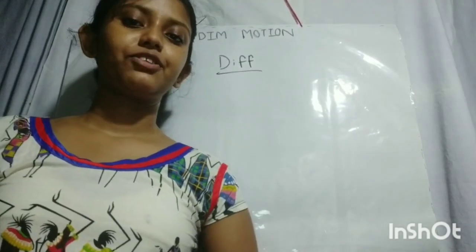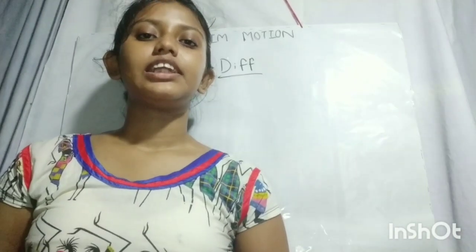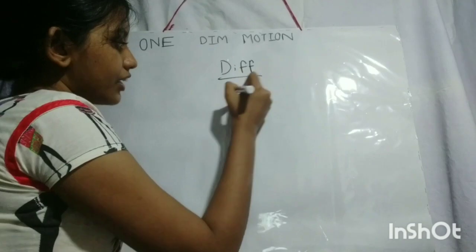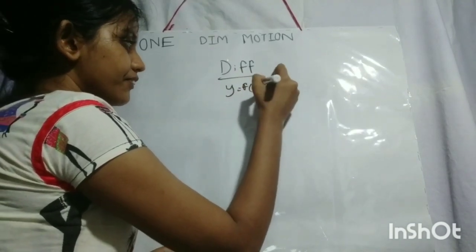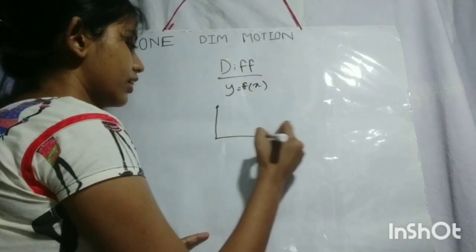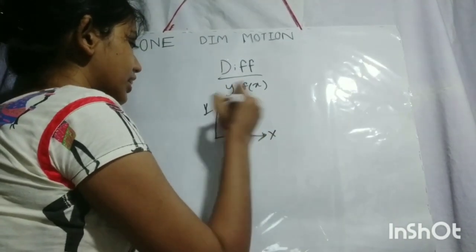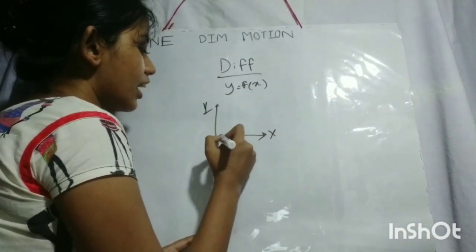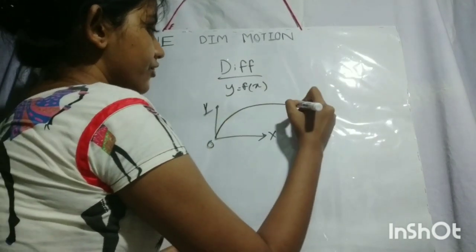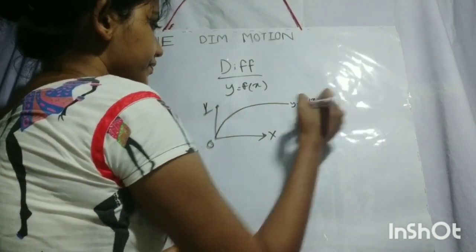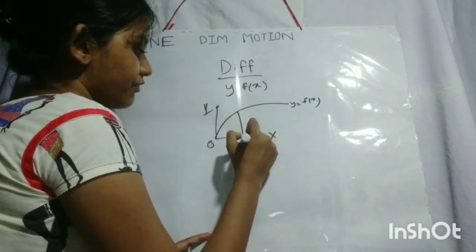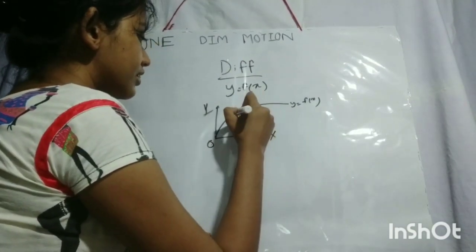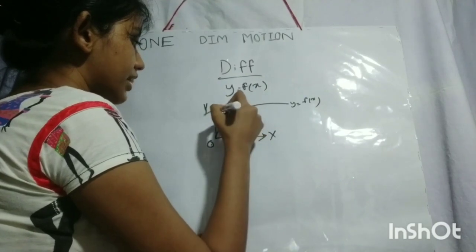The 12th standard students already know what is differentiation, but for 11th standard students I will discuss it in a simple manner. Let y equal a function of x. Now in the Cartesian coordinate system, these are the xy axes and this is the origin. This is the curve y equals f(x), and at this point, this is x, this is f(x).